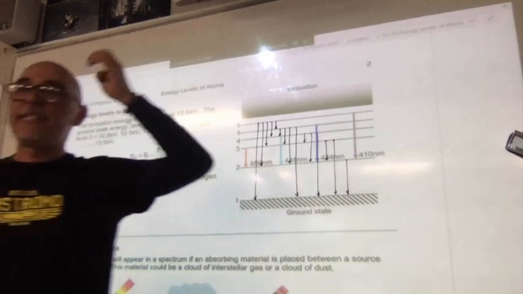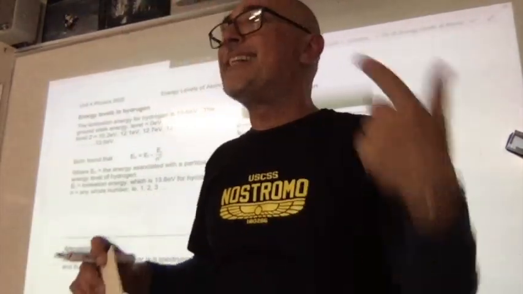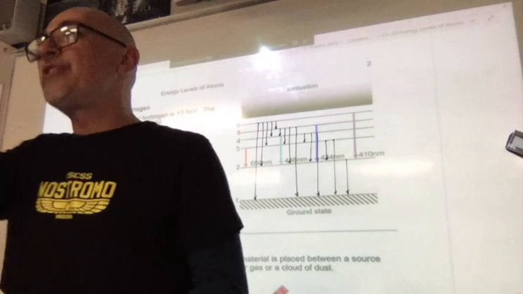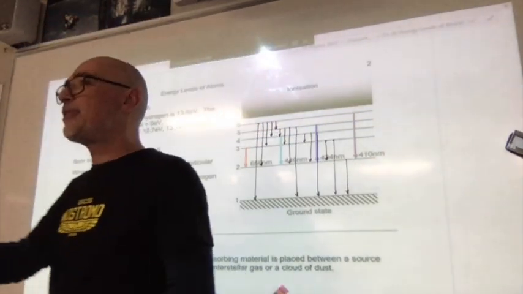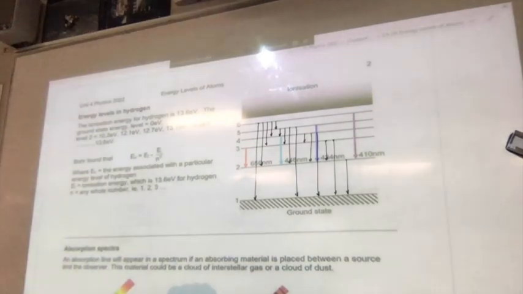So we say that the atom is excited because of its electrons, okay? It's not that the electrons are excited, the atom is excited because its electrons have been raised from the ground state up to some other level, all right?